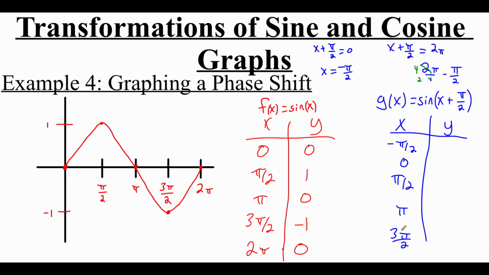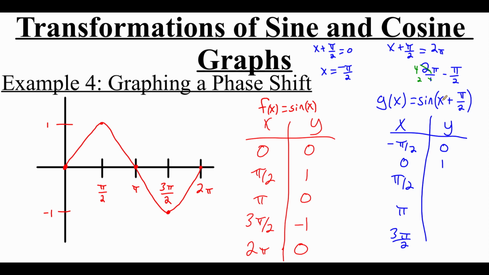Now I'm going to take all of these x values and plug them into my function. First I plug in negative pi over 2, but then I have to add pi over 2 to that, so I get 0, and the sine of 0 is 0. If I plug in 0, I have to add the pi over 2. The sine of pi over 2 is 1.